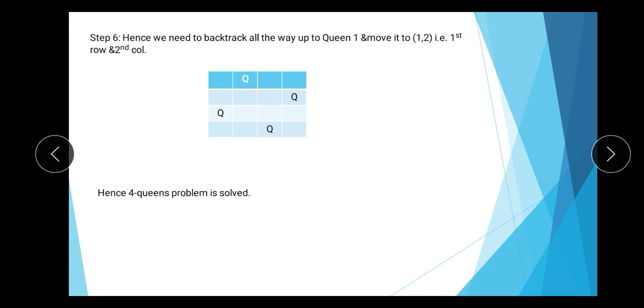second column. There is no need to change the position of the second queen because this is the safe position for the second queen. Now we change the position of the third queen from second column to the first column, and now this is the safe position for placing the fourth queen in the fourth row third column. In this way we will place all our four queens on the 4x4 chessboard safely, and hence our four queen problem is solved.